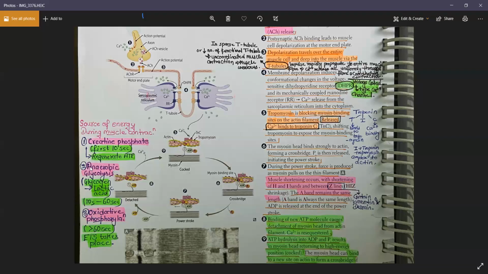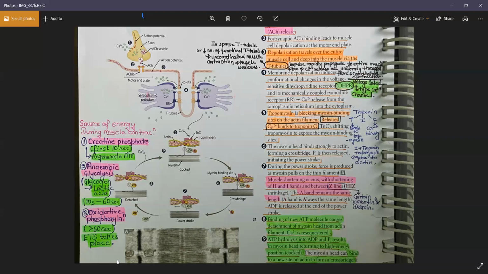So the energy for the first 10 seconds came from the creatine phosphate. The creatine phosphate will be converted directly into ATP, and it will cause the contractions. For the next 60 seconds, it will be anaerobic glycolysis, and that's why you have the lactic acidosis. After 60 seconds, the muscle starts using oxidative phosphorylation. Is that part clear? Yeah.